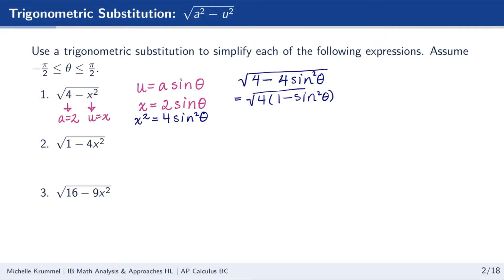And we'll use a trig identity there. That's equal to 2, I'm taking the square root of 4, times the square root of cosine squared theta. The square root of cosine squared theta is equal to the absolute value of cosine theta, but since we're working on the interval from negative pi over 2 to pi over 2, cosine theta is a positive value, so we can just drop the absolute value and say 2 cosine theta. Okay, so it just simplifies to 2 cosine theta.